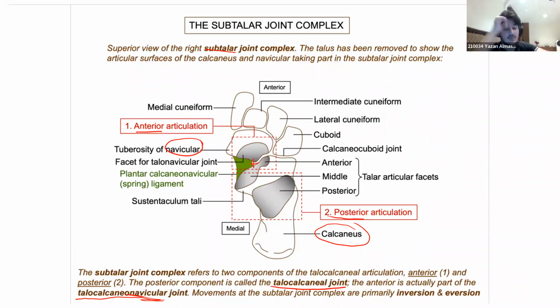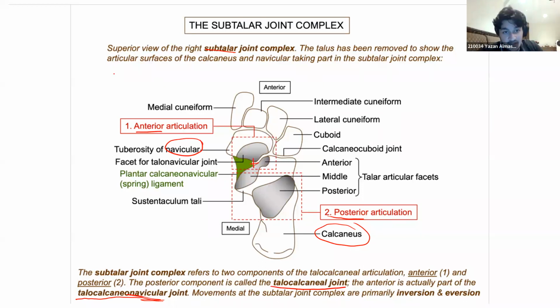What is the subtalar joint responsible for? Eversion and inversion. What is the ankle joint responsible for? Dorsiflexion and plantar flexion. Okay, perfect. Someone is asking me to repeat.